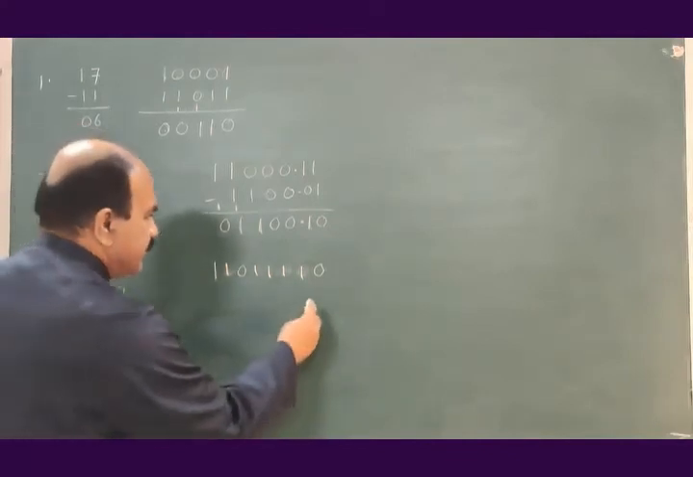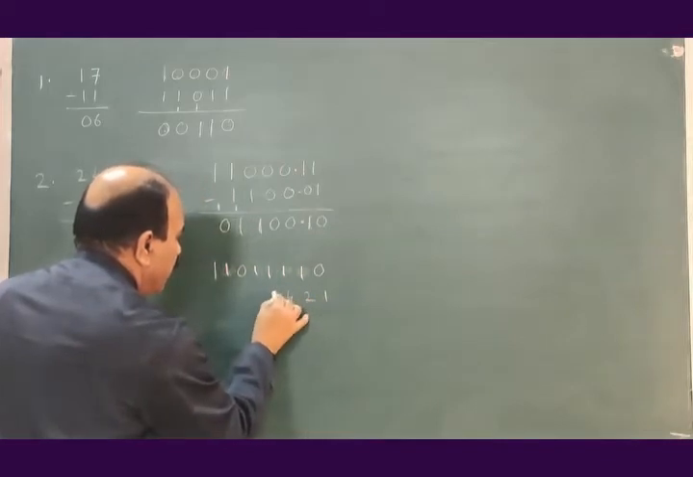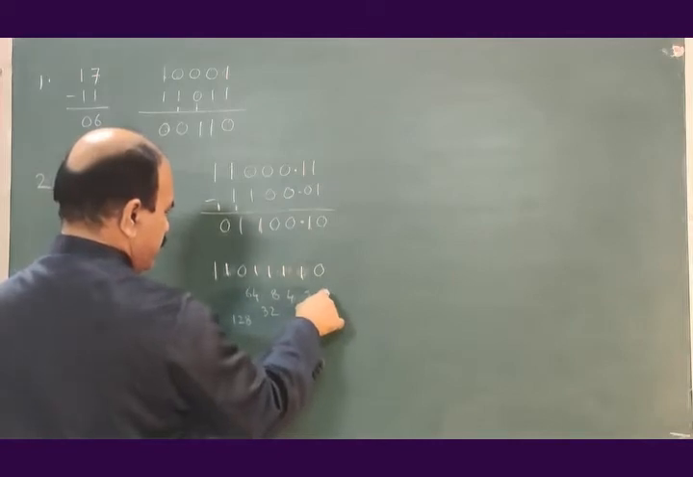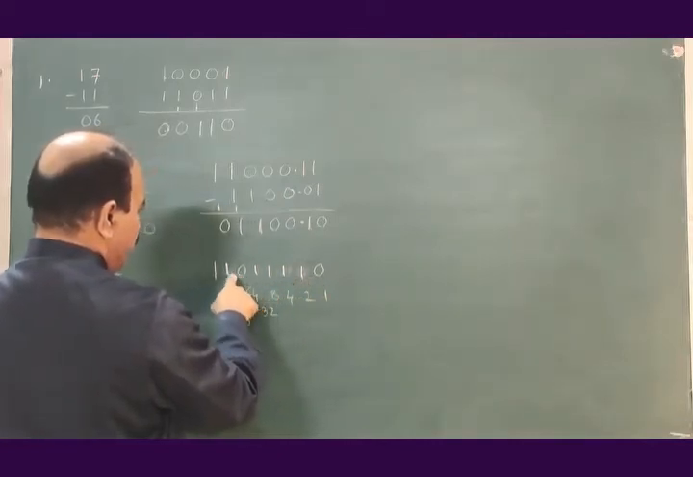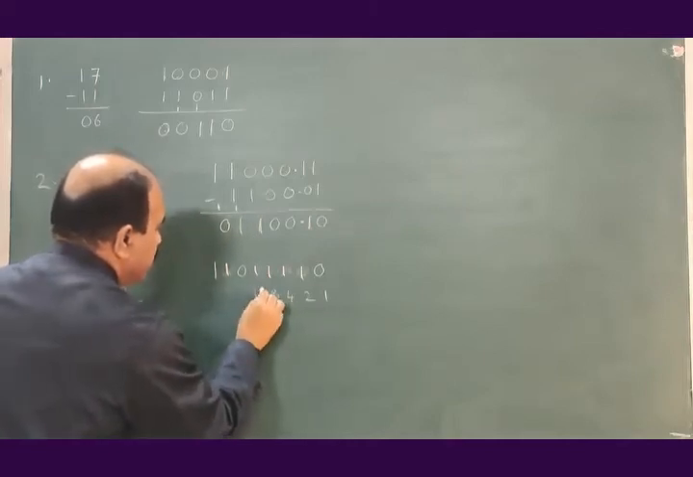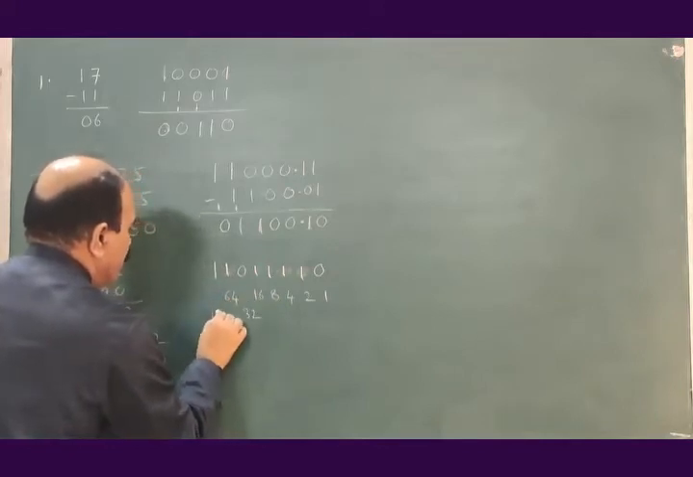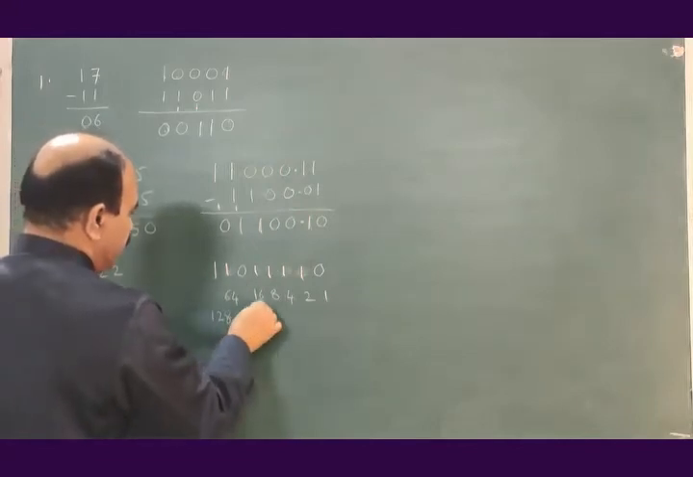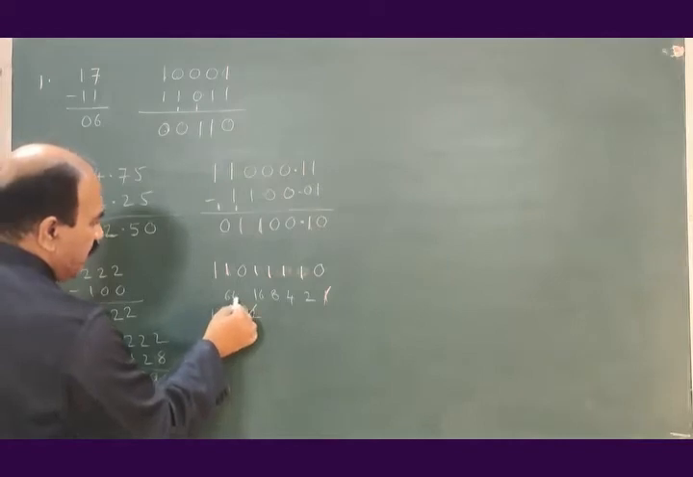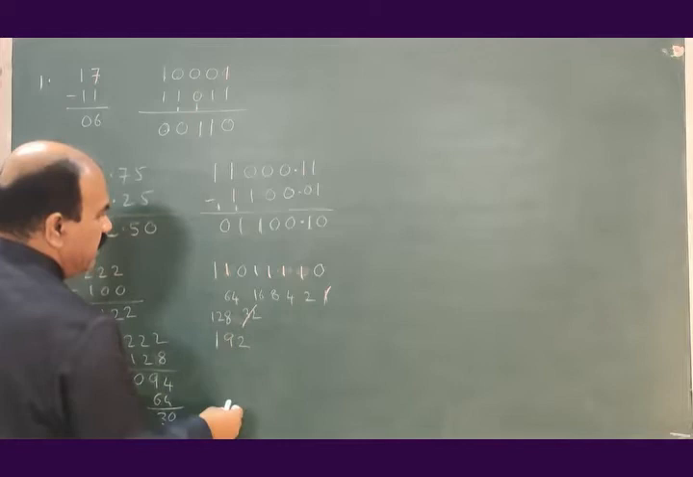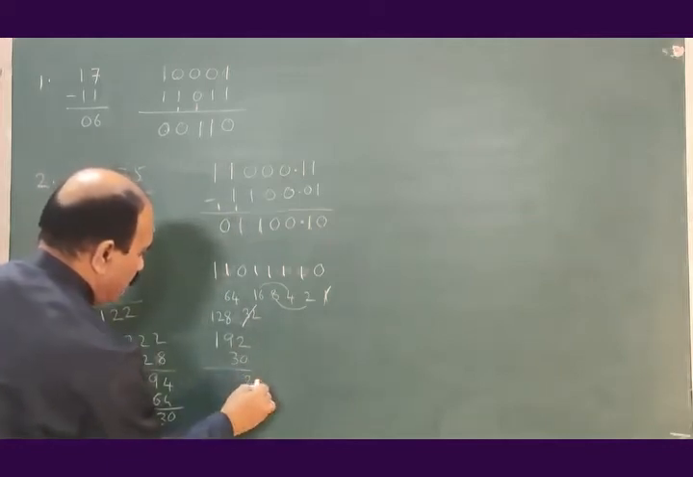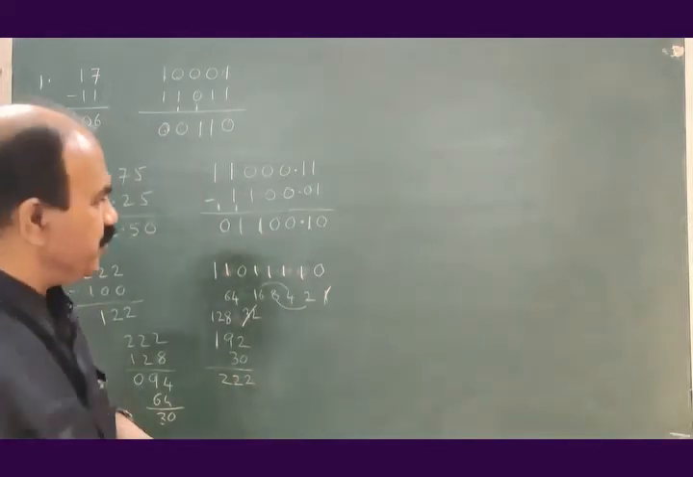Even we can verify. 1, 2, 4, 8, 16, 32, 64, 128, to the power 0, 1, 2, 3, 4, 5, 6, 7. 0 is here, cancel this, 0 is here, cancel this, add remaining. 128 plus 64, 8 plus 4, 12, 9, 1, this is 20, this is 10, 30, 2, 2, 2. So, this is 222, right.